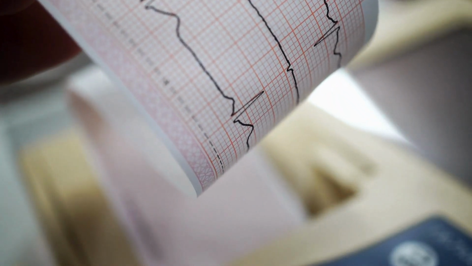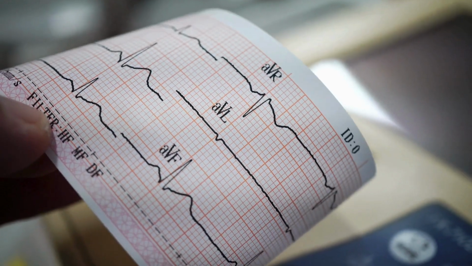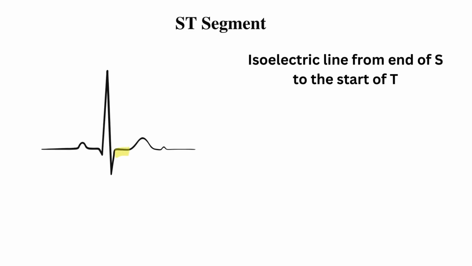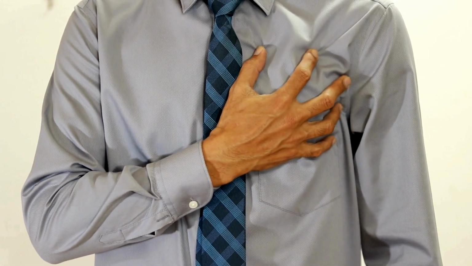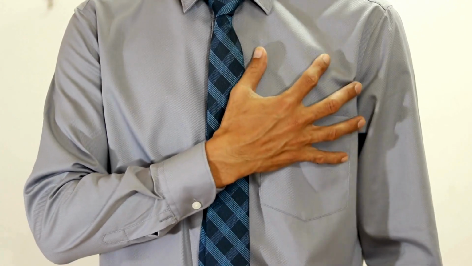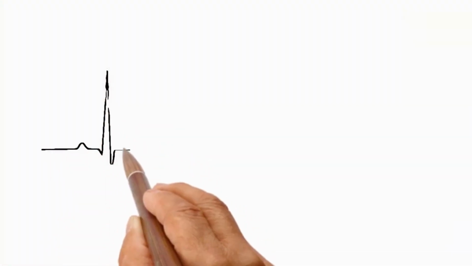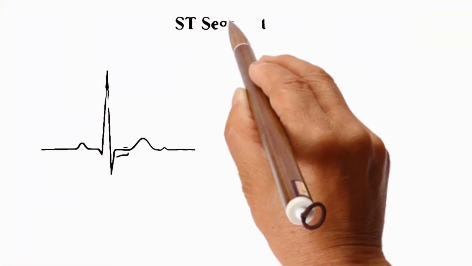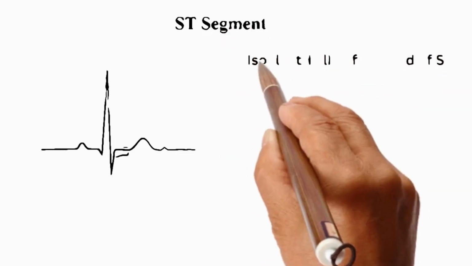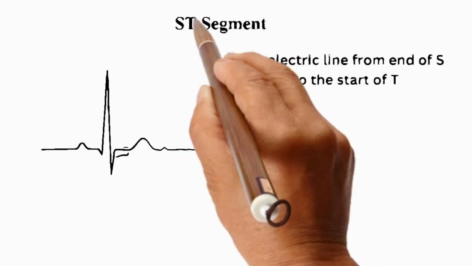Here we are exploring one of the most crucial aspects of ECG interpretation, the ST segment. This segment is a key player in diagnosing various cardiac conditions, including myocardial ischemia and myocardial infarction. The ST segment is the flat section of the ECG trace between the end of the S wave and the start of the T wave. It represents the period between ventricular depolarization and repolarization.